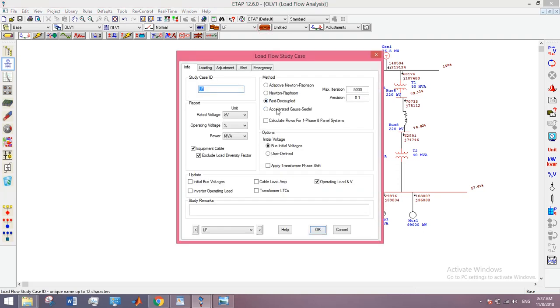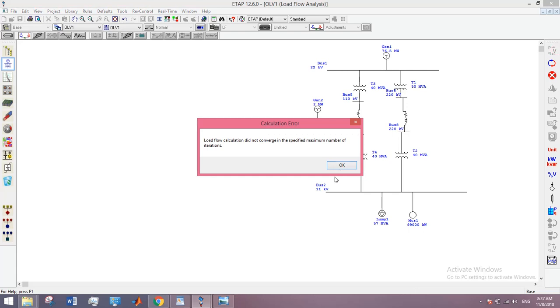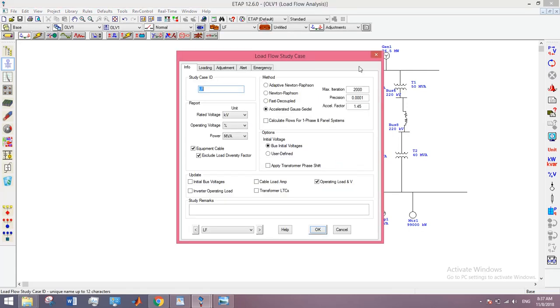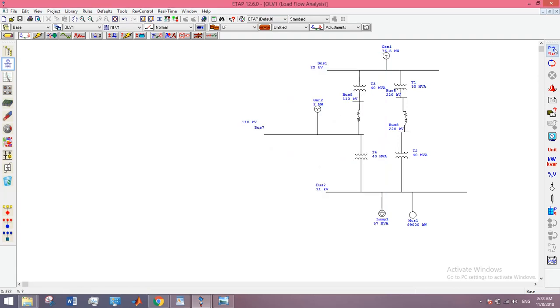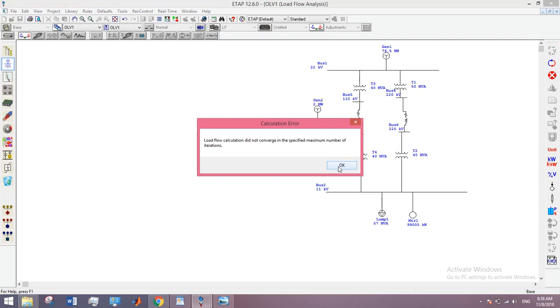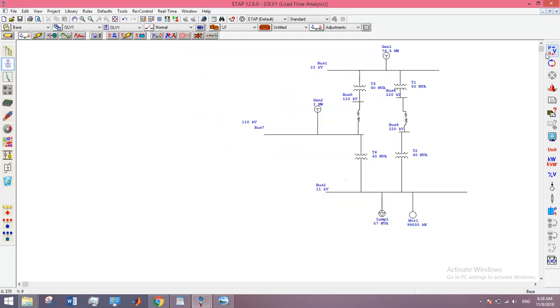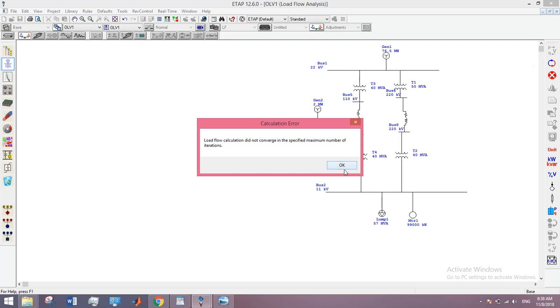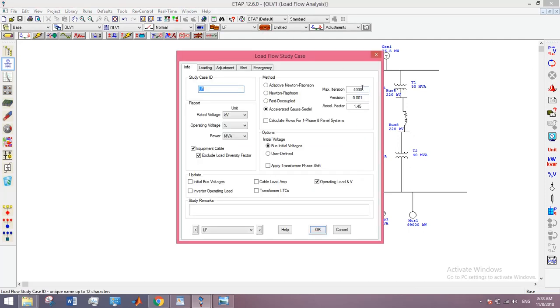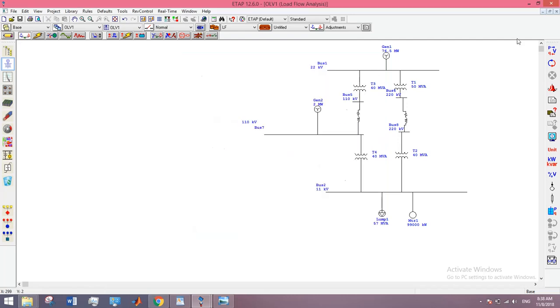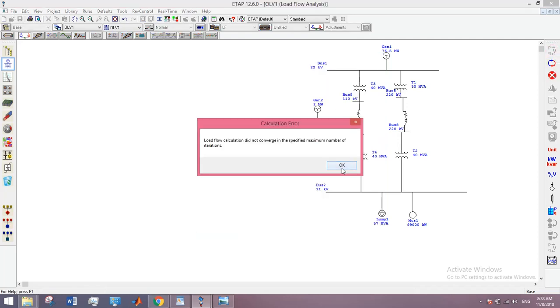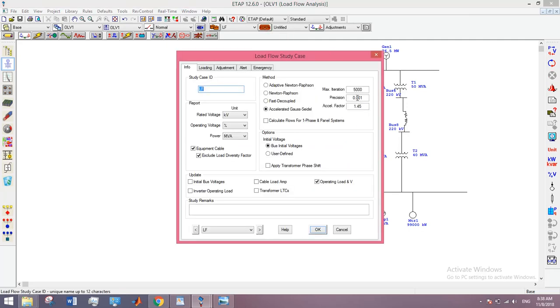Now let's try with accelerated Gauss-Seidel. We know accelerated Gauss-Seidel would work better. Let's test. No, it didn't work. We will increase the iterations gradually and decrease the precision gradually and test. Let's increase it till 5,000 because we tested other algorithms with 5,000 as well. Still not working. Now we will have to decrease the precision.